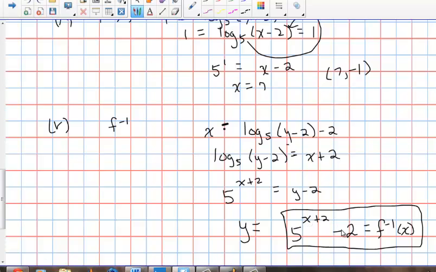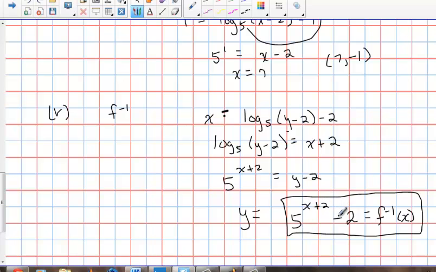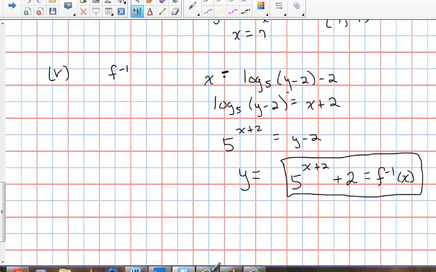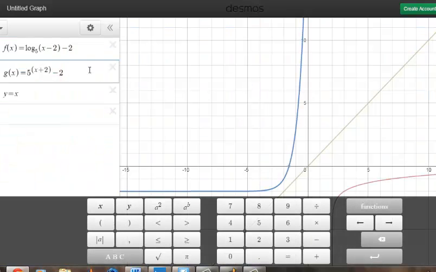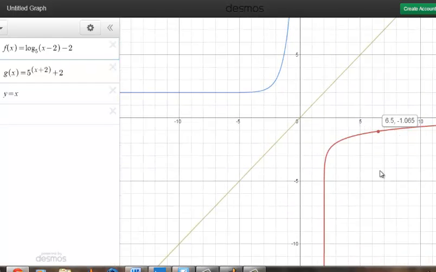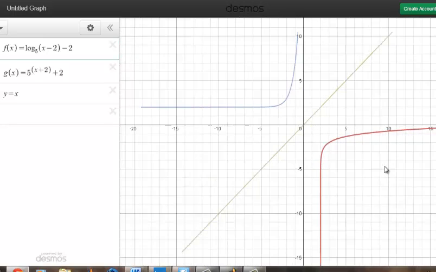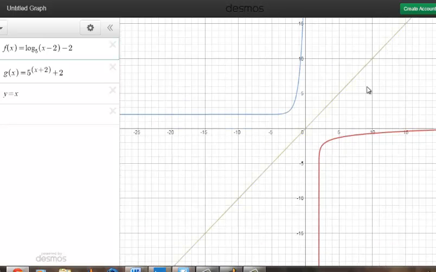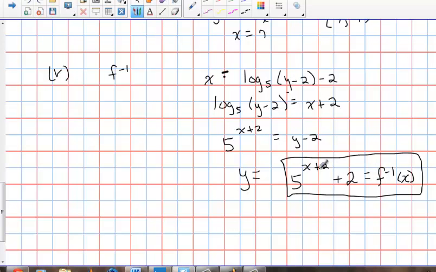Oh, here. Y equals, this should be a plus. Okay, alright, now let's go back here. This should be a plus. Okay, now let's take a look at the graph. Now it looks like it is a reflection across the y equals x line. And that is why it's so nice to check the graph, because algebraically you might have made a mistake, and if it doesn't look like a reflection, then you know you did something wrong. So this is my f inverse of x.